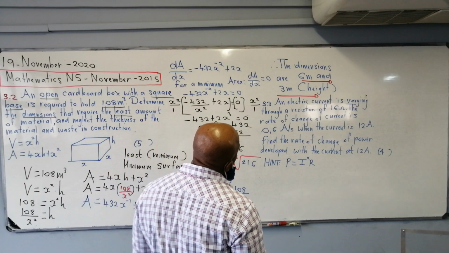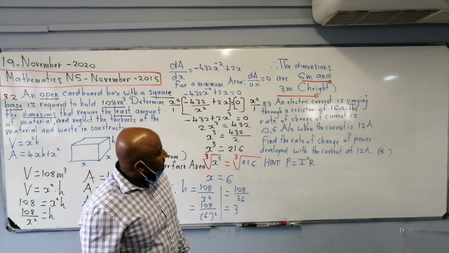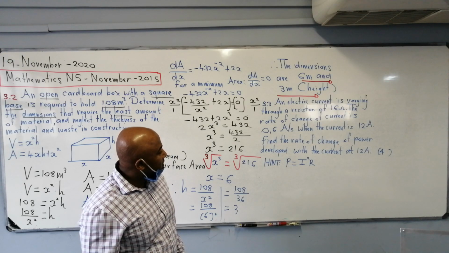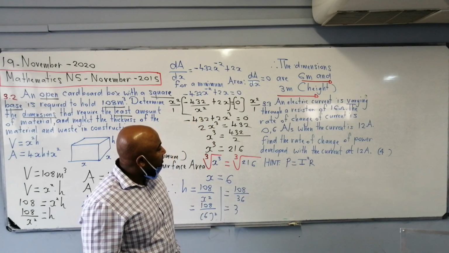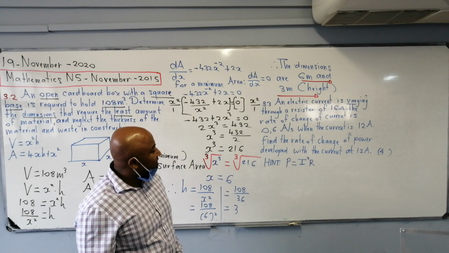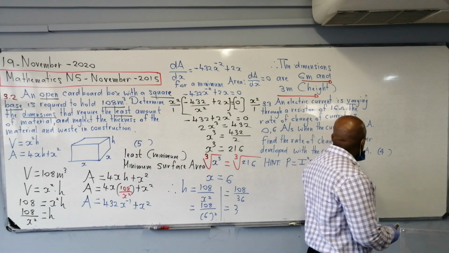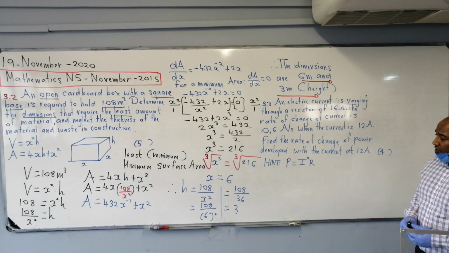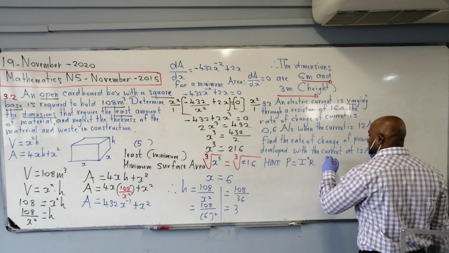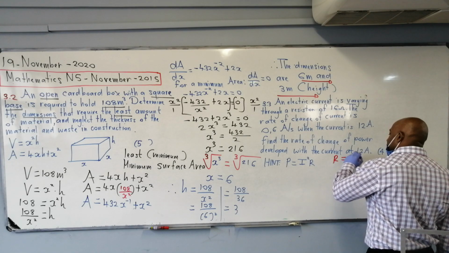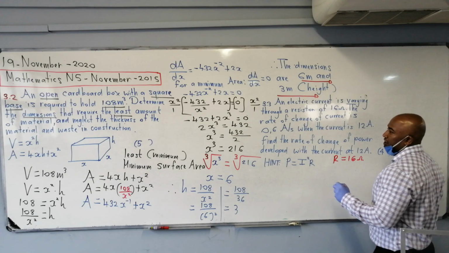Question 3.3. An electric current is varying through a resistor of 16 ohms. The rate of change of current is 0.6 amps per second when the current is 12 amps. Find the rate of change of power developed with the current at 12 amps. Okay, so let's go back. Let's look at the information given to us. An electric current is varying through a resistor of 16 ohms. So my R is equal to 16.